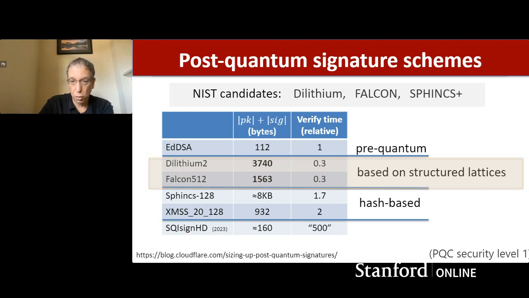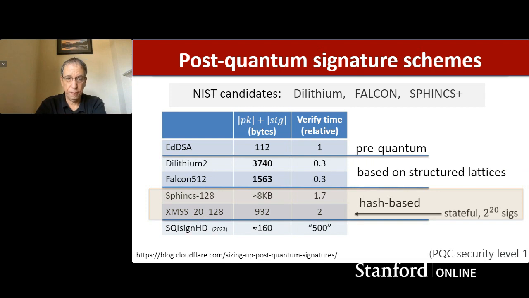The next category are what are called hash-based signatures. And hash-based signatures, you can see they perform well. They're only about 1.7 to 2 times slower than regular signatures. The problem with them is that the signatures themselves are actually quite large. It's about 8 kilobytes for SPHINCS+, and I wrote down 932 bytes for what are called stateful hash-based signatures.